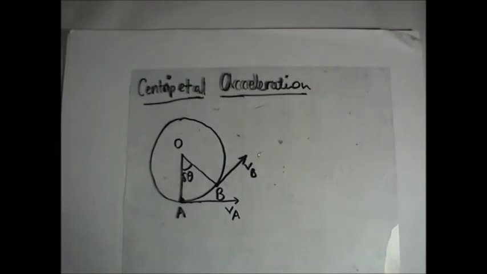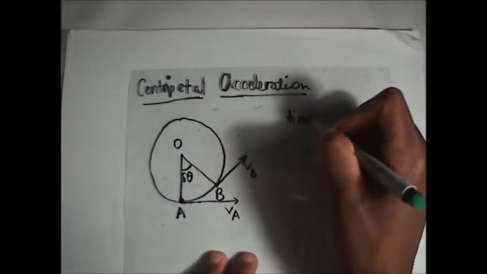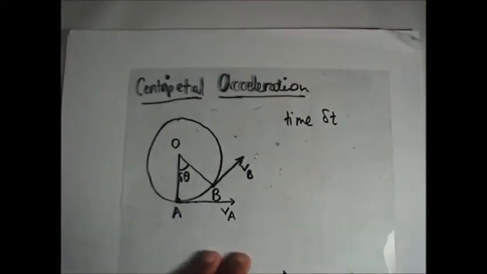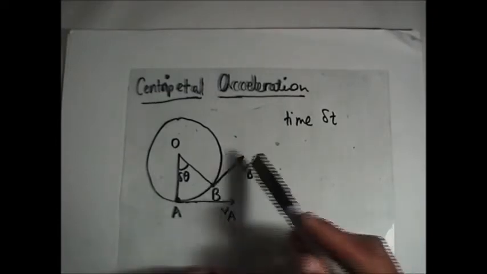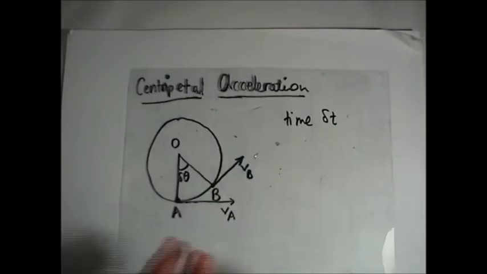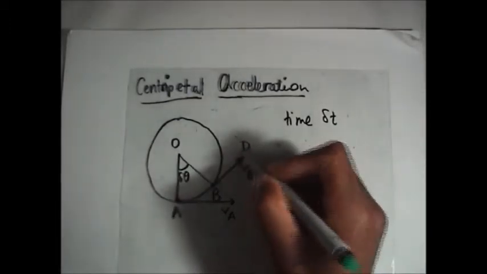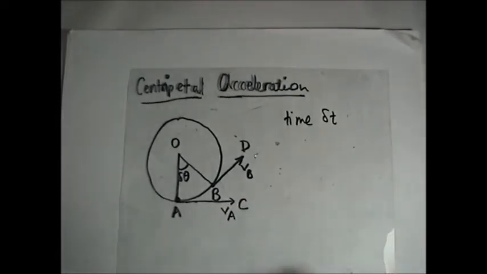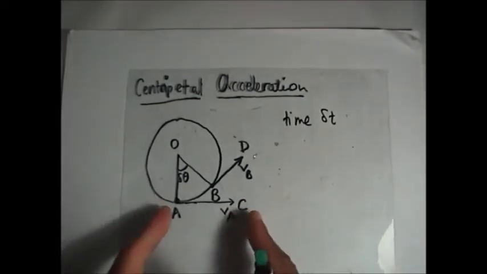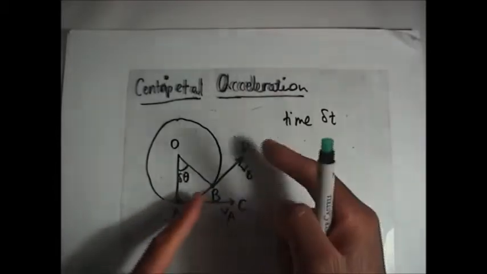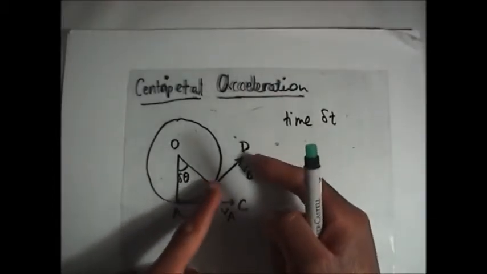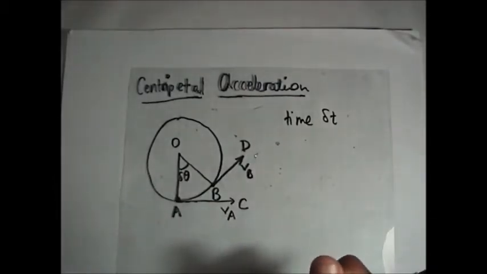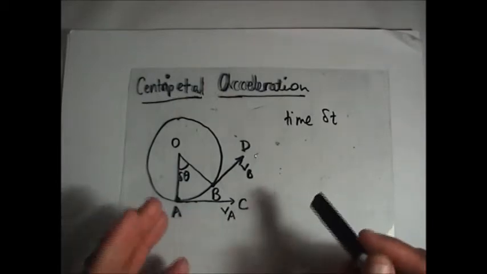So now, after a short time delta t, the object is now at B, and its velocity is VB, and is in the direction of this tangent BD. Let me call this tangent BD, and let me call this tangent here AC, for easy reference. So this tangent here that is representing VA is AC, and this tangent here BD is representing velocity at point B. So different directions.